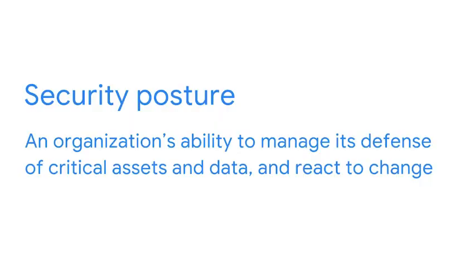Welcome back. You might remember from Course 1 that there are 8 security domains or categories identified by CISSP. Security teams use them to organize daily tasks and identify gaps in security that could cause negative consequences for an organization and to establish their security posture. Security posture refers to an organization's ability to manage its defense of critical assets and data and react to change.